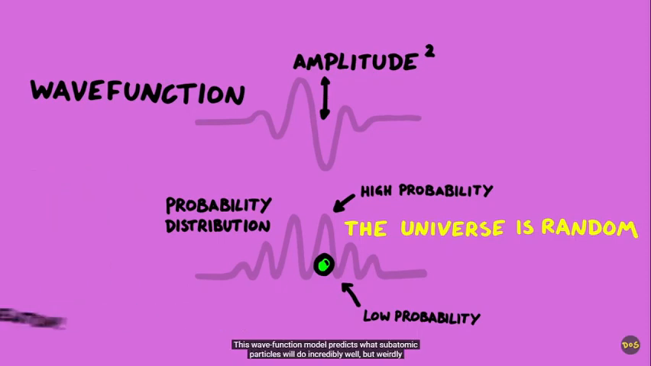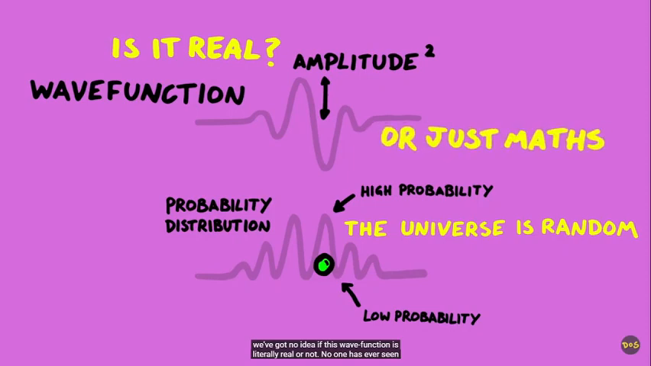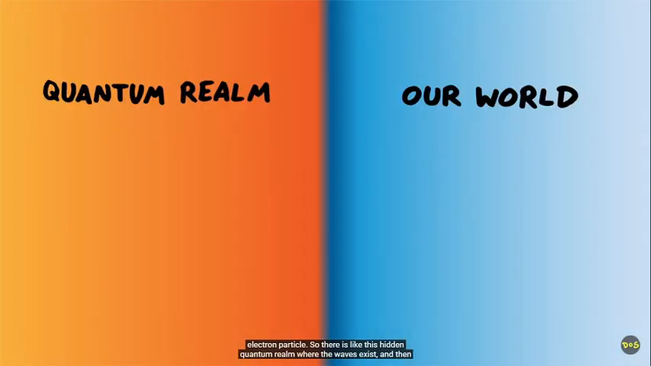This wave function model predicts what subatomic particles will do incredibly well, but weirdly we've got no idea if this wave function is literally real or not. No one's ever seen a quantum wave because whenever we measure an electron, all we ever see is a point-like electron particle. So there's like this hidden quantum realm where the waves exist, and then the world we can see, which is where all the waves have turned into particles.